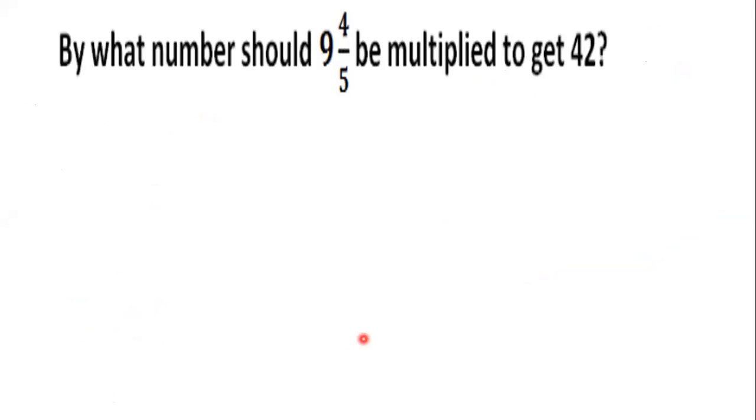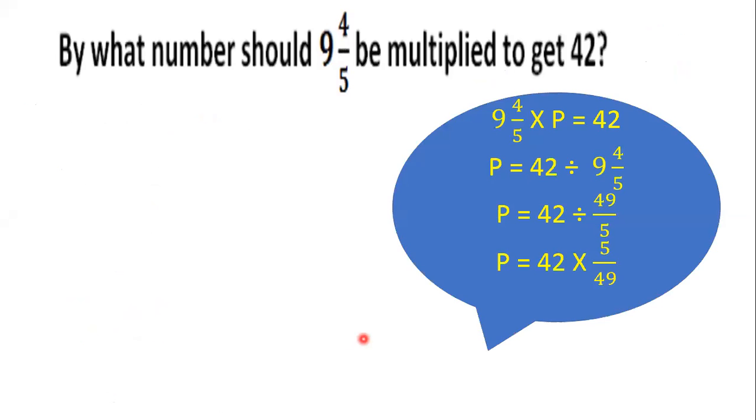Next is, by what number should 9 4 by 5 be multiplied to get 42? In the previous questions, it was by what number we should add. Here we have by what number we should multiply. Suppose we are multiplying by p. Now, here it was in multiplication. When it will go there, it will become division.